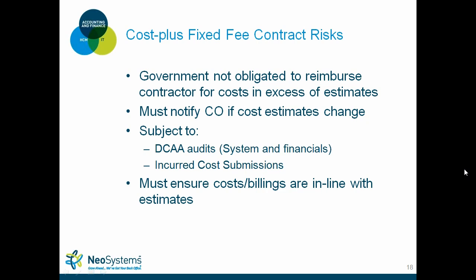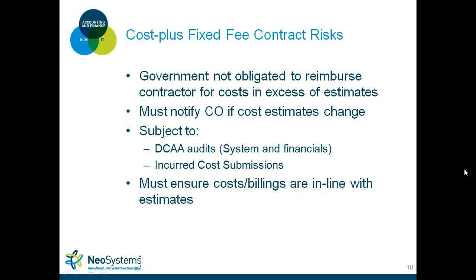You have to notify your contracting officer if your cost estimates change. If you've had some unforeseen cost, a large expense hit your company, you can usually go back to the contracting officer and say, hey, we didn't forecast this. This is what it does to our rates. Can we adjust? Most of the time, a contracting officer will oblige.